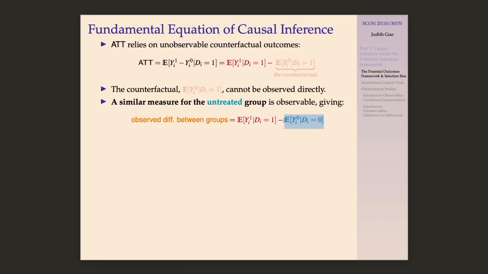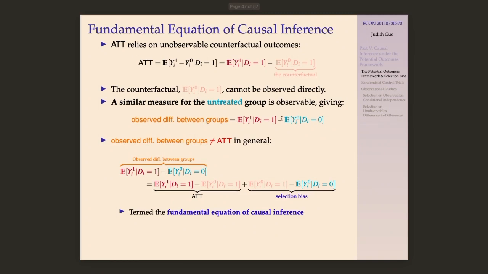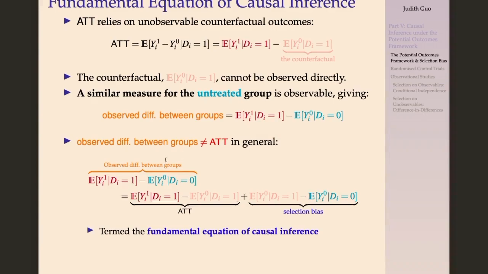Sorry about that. Okay. So this is the observed difference between groups. And we can see that comparing to ATT, it's the second term that is different. Okay? We are subtracting from the observed outcome of the treatment group by different terms. Then that will imply, in general, the observed difference between groups would not equal the ATT. Okay? So imagine this is the observed difference between groups.